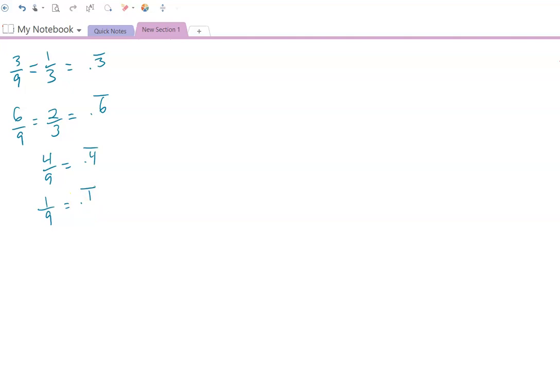And so anytime you have a decimal that is repeating and it's a single digit, you can put it over 9 and change it to a fraction. So that would be a shortcut. If I want to know what 0.8 repeating is as a fraction, I can quickly say that's going to be 8/9.